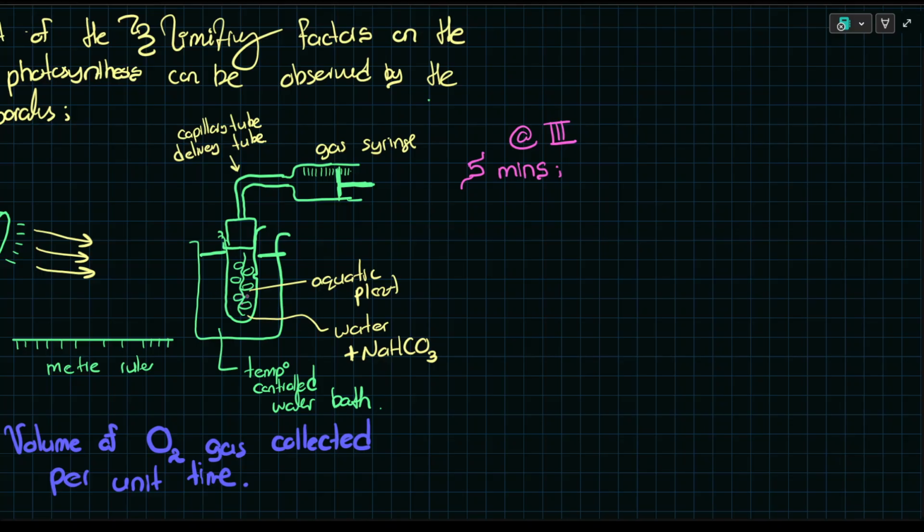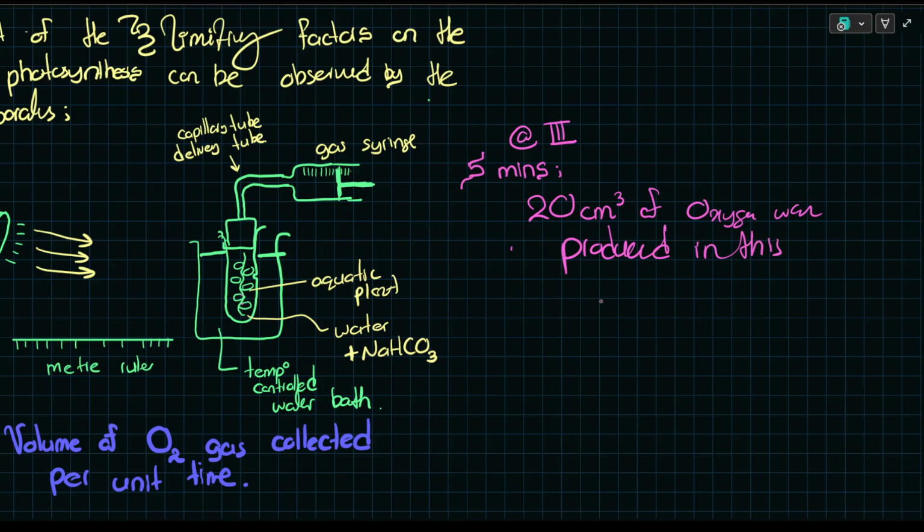So what happens, oxygen is produced, oxygen is pushed through the capillary tube and onto the gas syringe like so. The plunger is pushed. So after that 5 minutes is up, I will look at this gas syringe in the proper way and take a reading. So for example, let's just say we have produced 20 cm3 of oxygen in this time period.